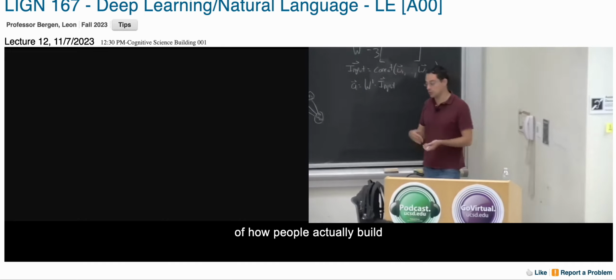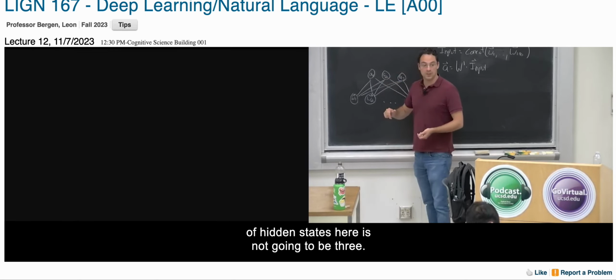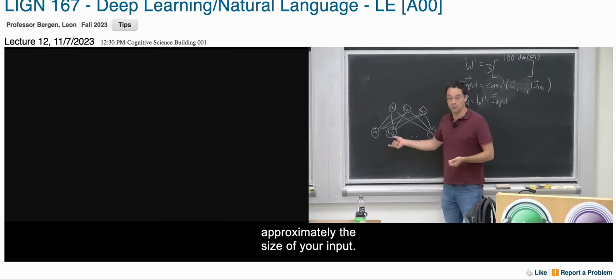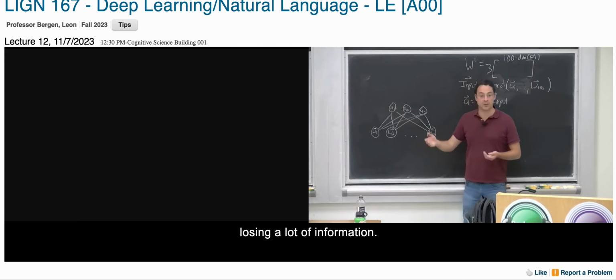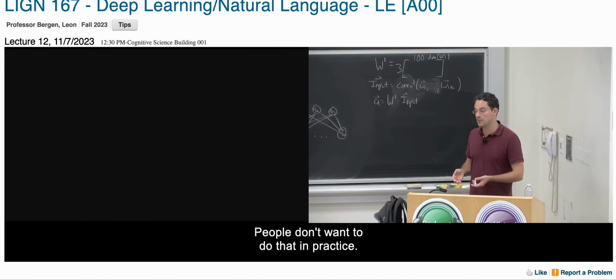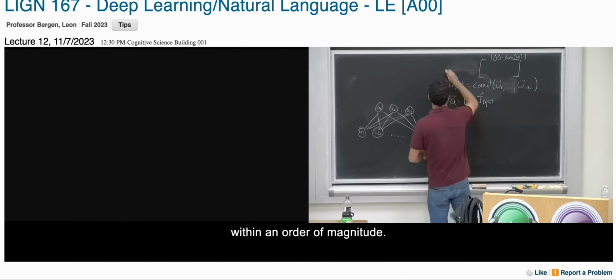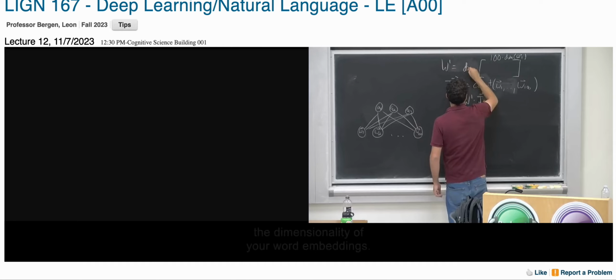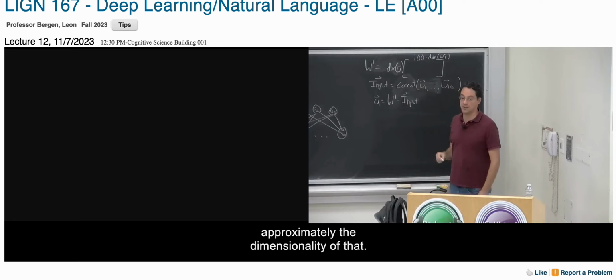Now let me note one feature of how people actually build their neural networks in practice, which is that the number of hidden states here is not going to be 3. It's usually approximately the size of your input vectors. So if W1 is of dimensionality 100, probably you're going to have around 100 hidden units there. Why is that? Because if you don't, then you're losing a lot of information. You're going to be projecting down into a much lower dimension, and so you lose a lot of information about your input. So people don't want to do that. It's not a hard and fast rule, but to within an order of magnitude, this is going to be the dimensionality of your word embeddings.